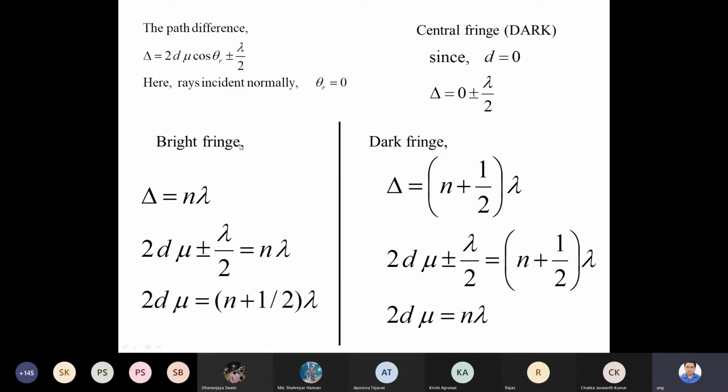So this is for the bright fringes, and for the central dark fringe where d is 0, the path difference is just lambda by 2. For the dark fringes, if you substitute the path difference delta as n plus half lambda, and put it back here, 2d mu plus minus lambda by 2 equal to n plus half lambda, this will give you 2d mu equal to n lambda. So this is for the dark, this is for the bright, and for the dark central fringe you can just put this condition.